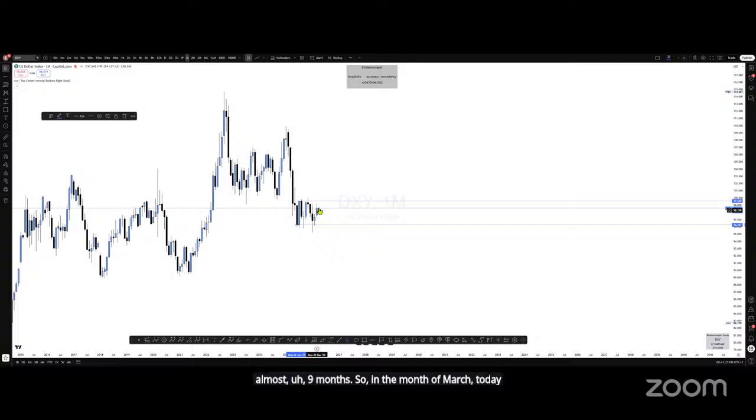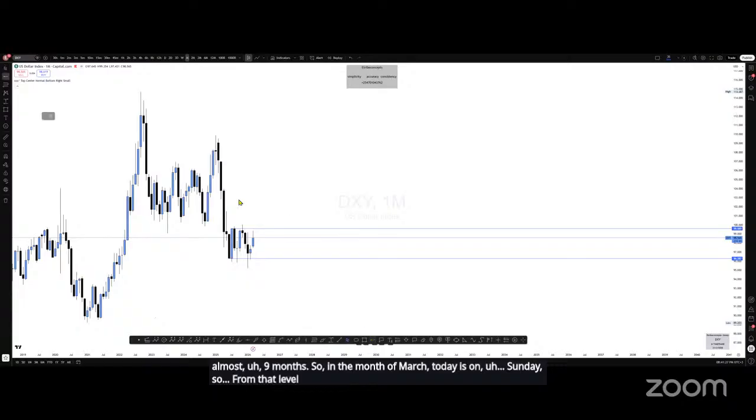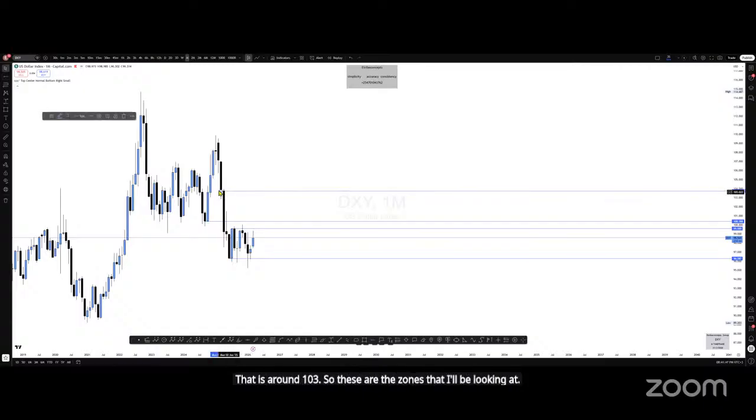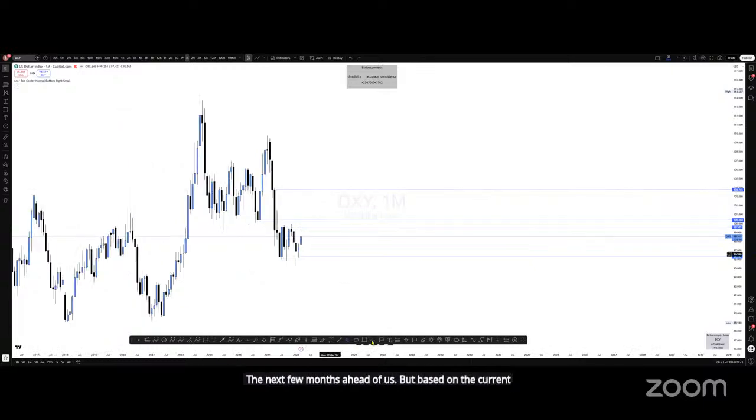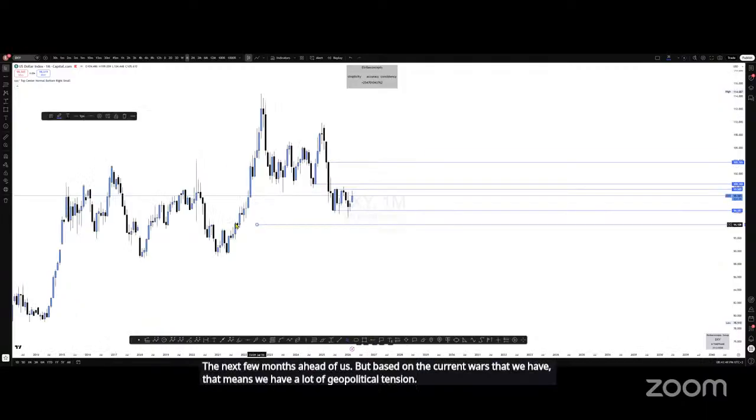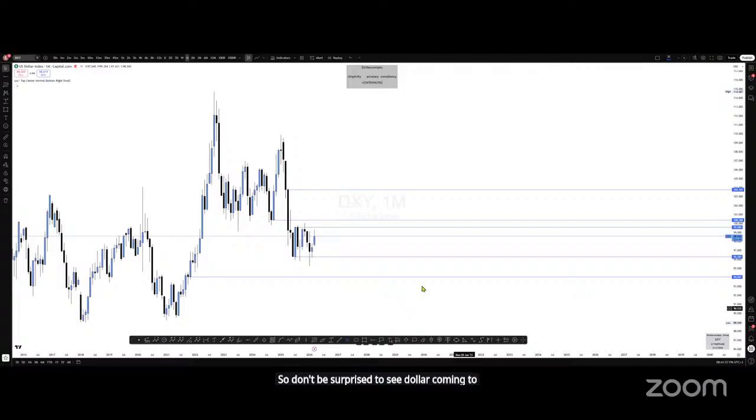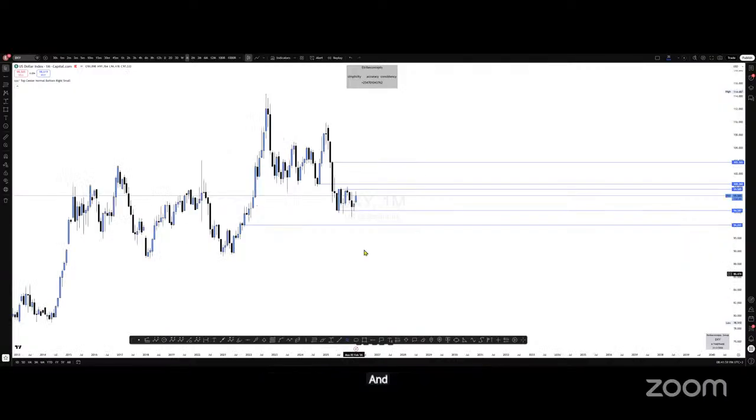Today is Sunday. So from that level, we have another key level here. We also have another key level that is around 103. So these are the zones that I'll be looking at in the next few months ahead of us. But based on the current wars, we have a lot of geopolitical tension. That is something we need to take note of. So don't be surprised to see the dollar coming to the 94.0 level.